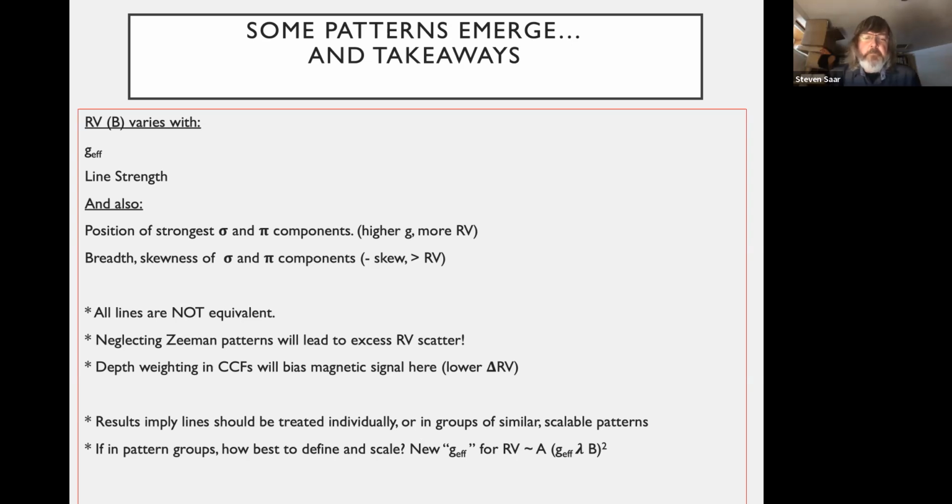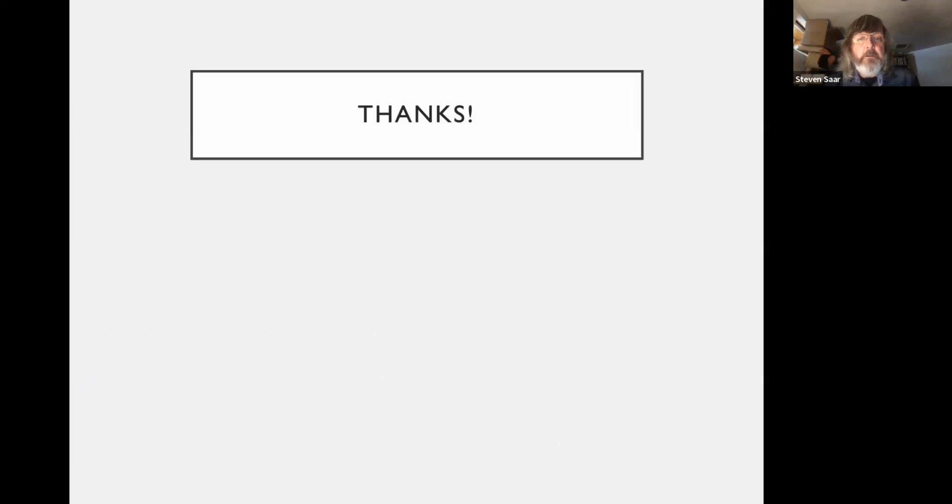And I think this is really suggesting that it's important that lines should be treated individually, or perhaps in groups of similar scalable Zeeman patterns. And if you're using pattern groups, then a good question is how best to define your group and how to scale it. I mean, perhaps we need something equivalent to the effective lambda G for that kind of a scaling approach. And that's really about it.